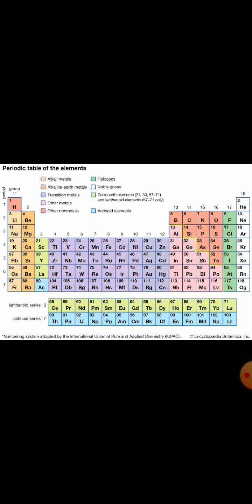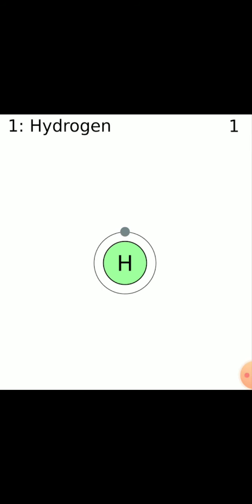Now let us look at the elements present in group number 1. What are they? Hydrogen, lithium, sodium, potassium, rubidium, cesium, francium. Let us try to correlate the properties of these elements. First element is hydrogen. Now we know that the elements are arranged in increasing order of atomic number.